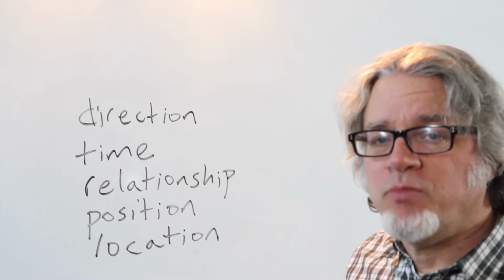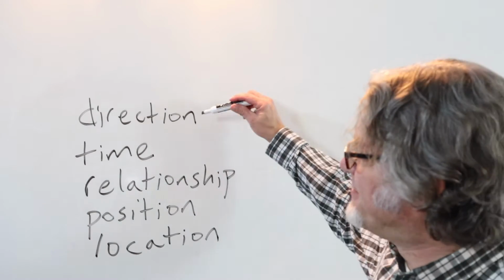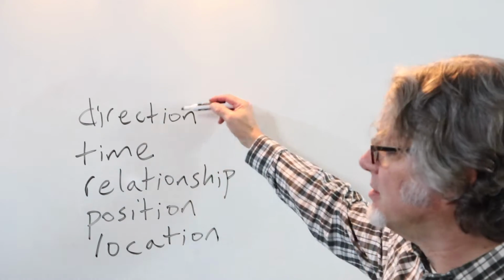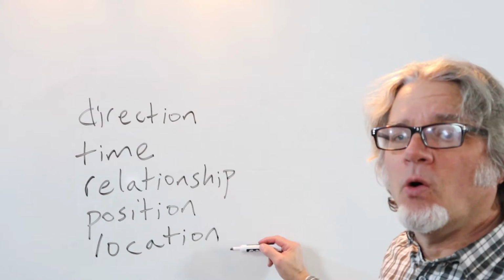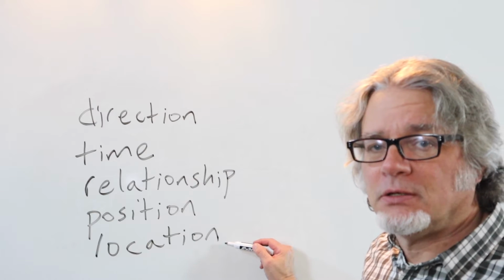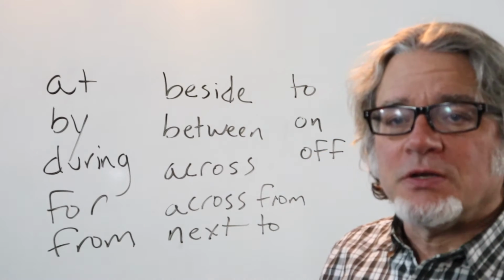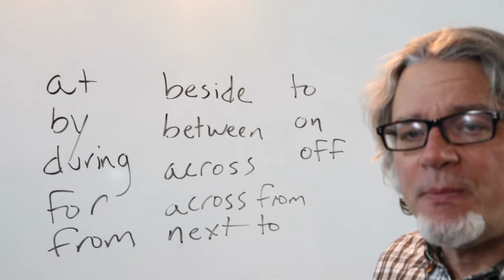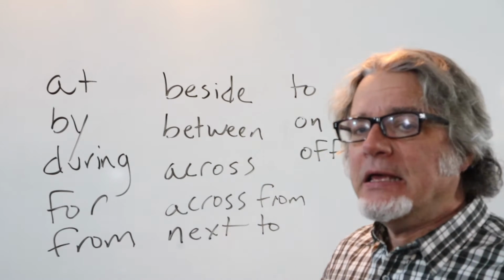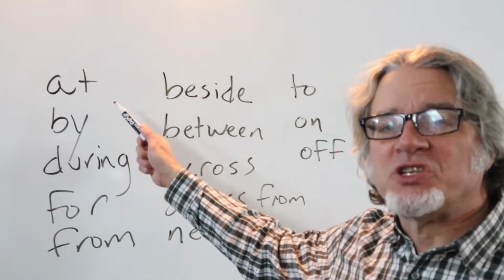Prepositional phrases are important because they provide information about direction or time, relationship, position, or a location. There are many different prepositions. Altogether, there are about 100. Some are more common than others. Here are some examples of prepositions.